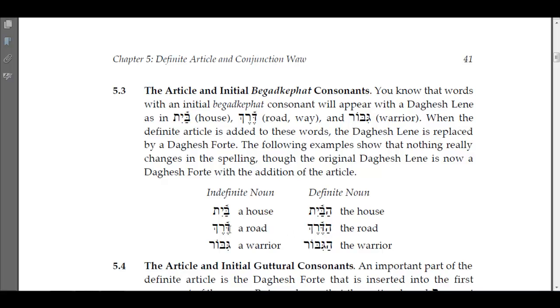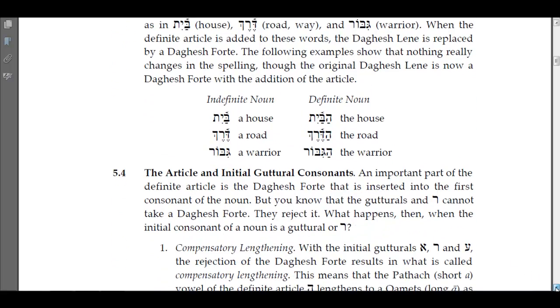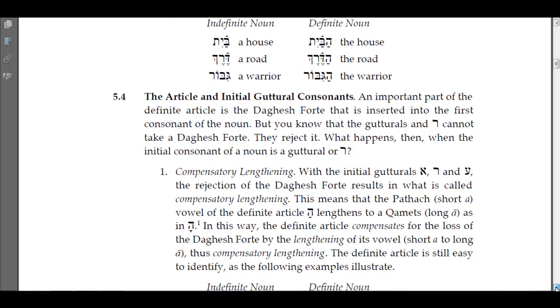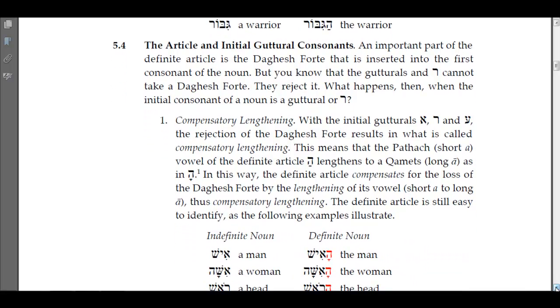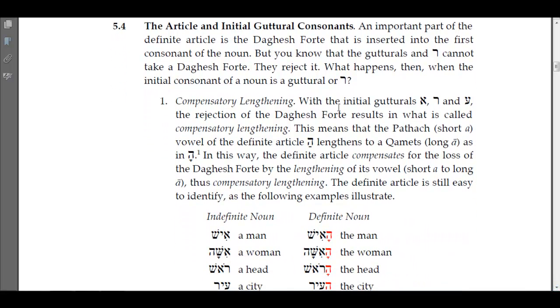The lane A drops out here and it's replaced by the dagesh forte, the doubling dagesh. Same thing with Gibor, Hag-Gibor. Here, exact same thing. What's going on here? Now, when we have the article attached to initial guttural consonants, there is a difference that changes here, and this is what we need to learn.